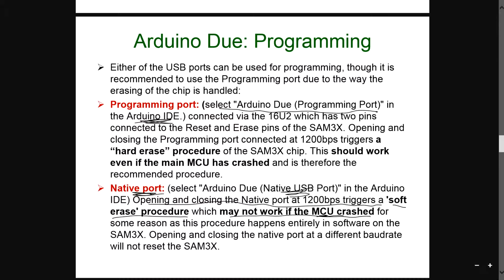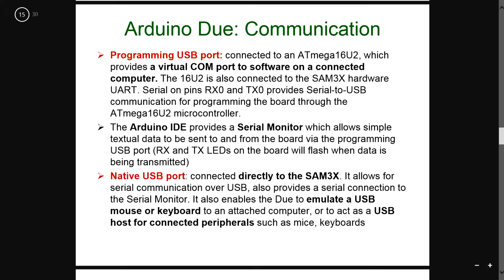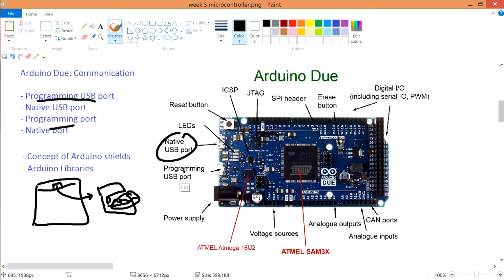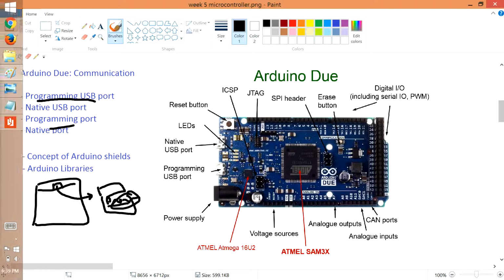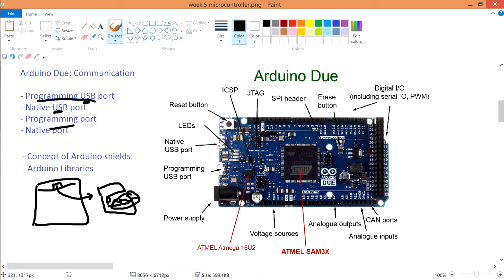Okay, but just now I used the wrong term when I said native port. The native USB port is to connect directly to the SAM3X. I keep saying native port, but I am wrong. It should be native USB port and programming USB port, which is shown in the picture over here. Alright, it's just a port. Without the USB, if you cancel, which is programming port and native port, it's just a program within your IDE, within your computer only. That's all. Please remember that.